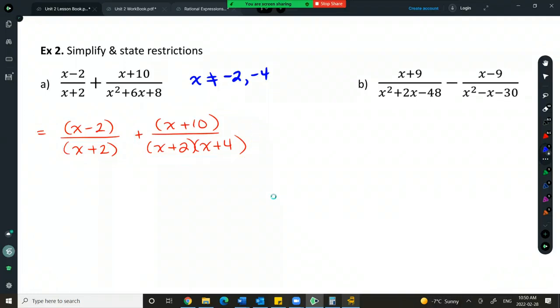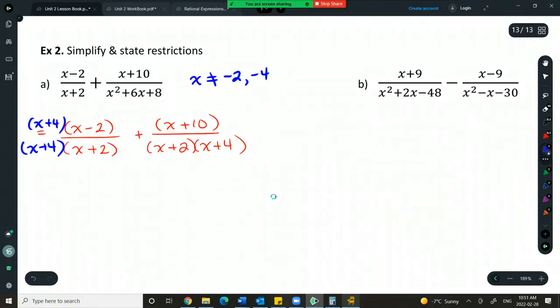What's the next step? When we're adding fractions, we must have a common denominator. So they both have an x plus 2, but this one's missing what this side has, which is an x plus 4. So we're going to multiply that into the left side there. So this side needs an x plus 4 to get a common denominator. I must multiply that on bottom and also on top.